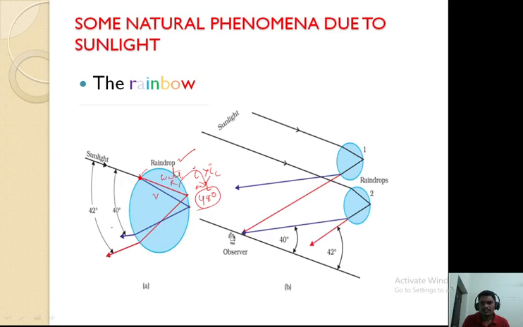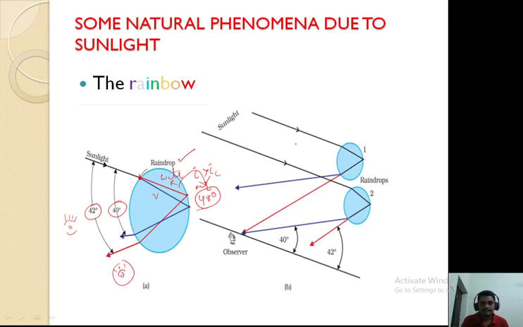Here 40 degrees and 42 degrees are the angles of emergence for violet and red with respect to the incident light. If your eye is in this position, then only you can see these seven colors. If the observer is in this position, he cannot see the rainbow.